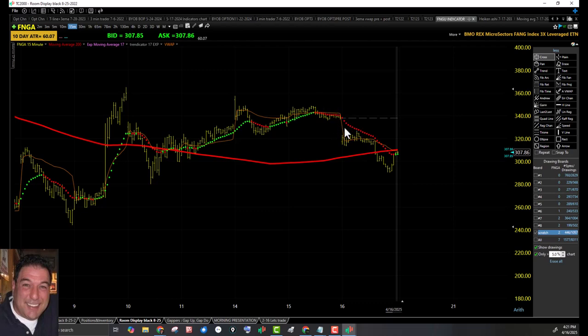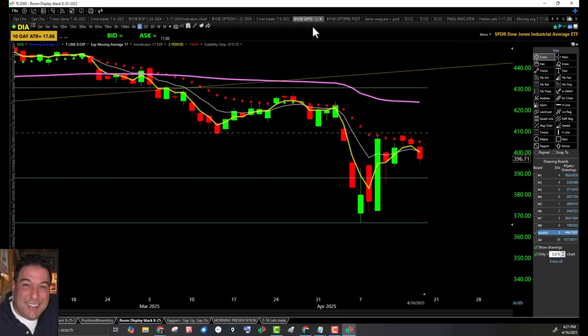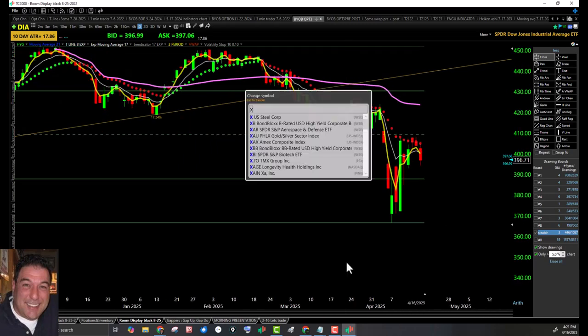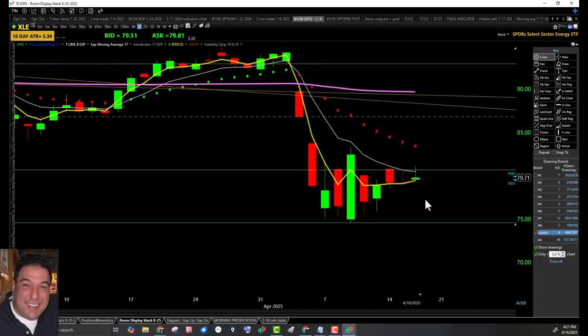Again, we got the bearish gap that never got filled. All right, and now we're back down here checking out the lows. There's FNGA, all right, on the 15-minute chart. Let's go take a look at a few sectors. All right, I'm going to start off with XLE. XLE. Hey, a little bit different than the others, all right.